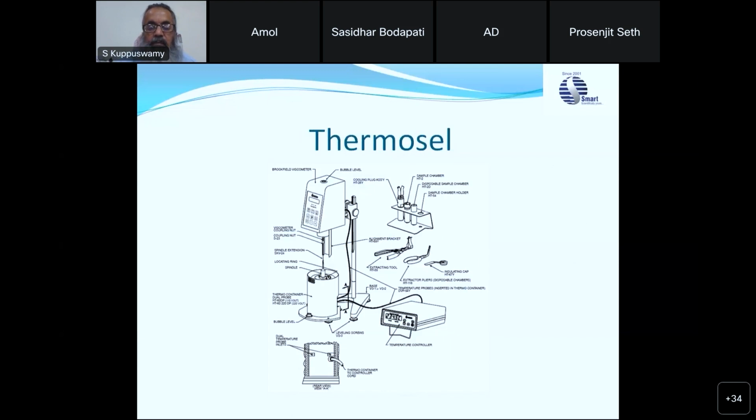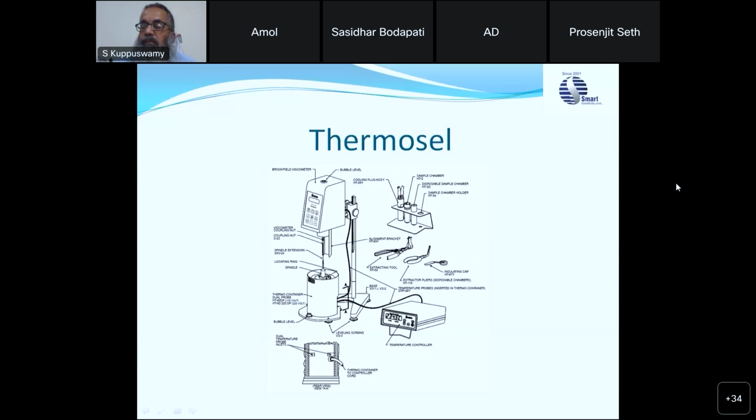Next slide. And this is how a thermocell looks. There is a heating chamber, and the temperature of the heating chamber can be controlled with an electronic temperature controller, which is seen on the right side. And on the top right, you can see the disposable chambers.